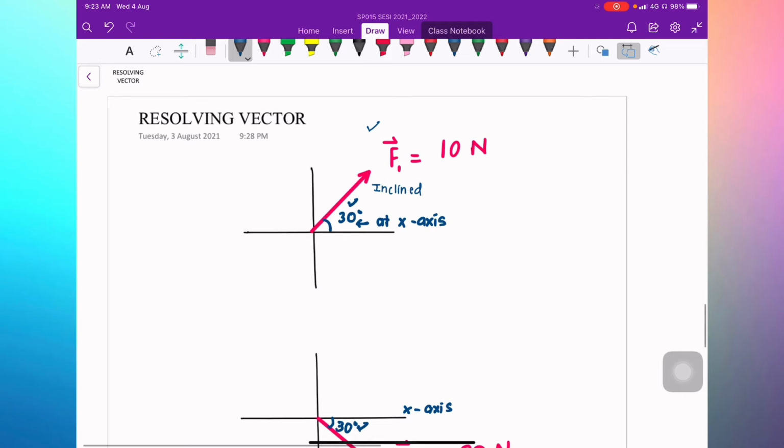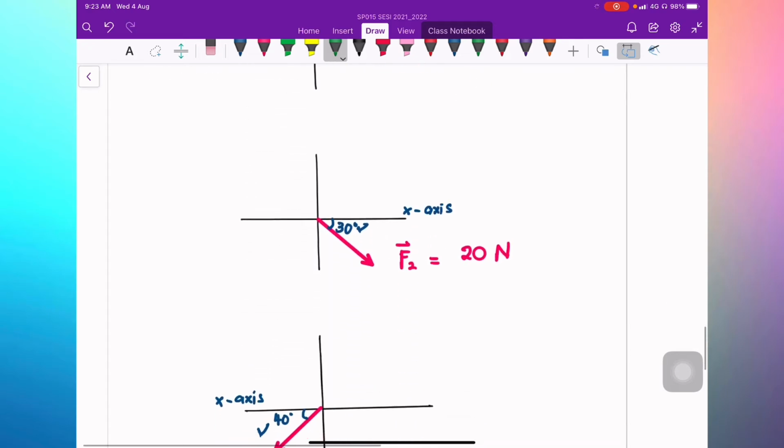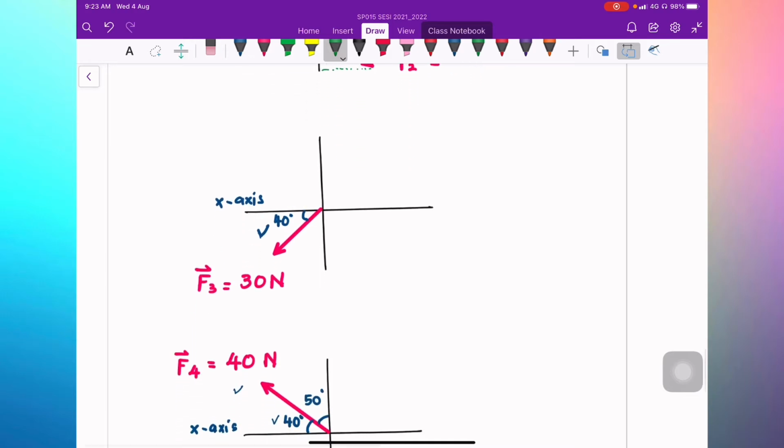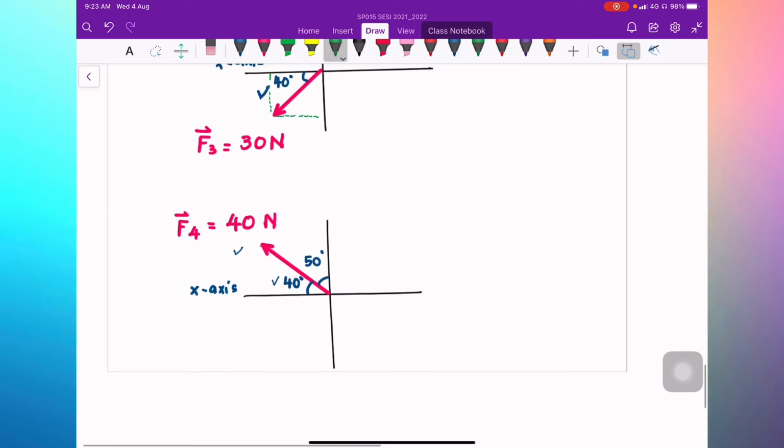Okay, next. What we need to do next, to resolve into X and Y axis, is to draw a simple box. We draw a simple box around the inclined arrow, around the example here. So we draw a green-lined box. Okay, settled.